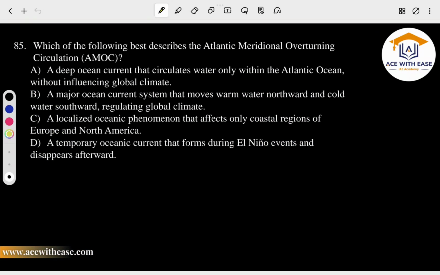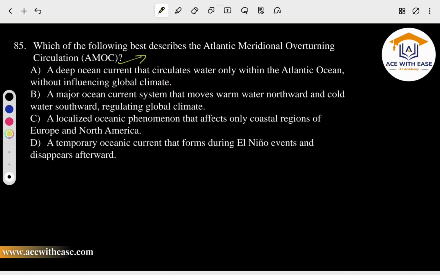85th, which of the following best describes the Atlantic Meridional Overturning Circulation? Recently, regarding ocean currents, weather patterns, global climate and all, this has been discussed. So better concentrate on these words. This Atlantic Meridional Overturning Circulation is a system of large ocean currents that plays a key role in global climate.